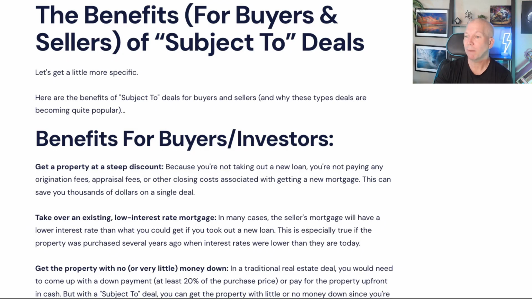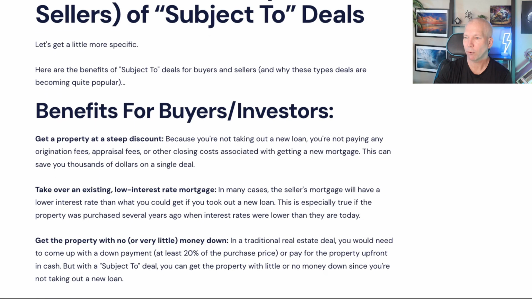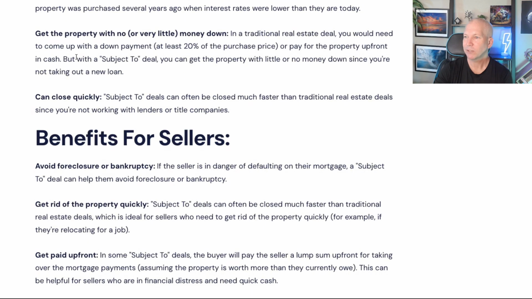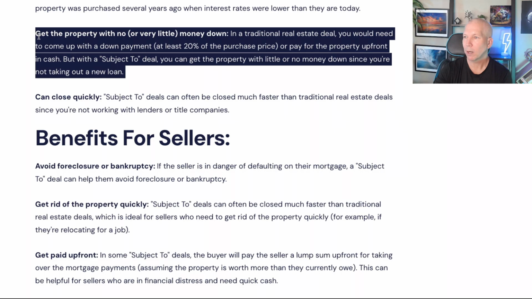You also might be able to take over low interest rate mortgages. That's a great deal about subject tos. So we talked about this in one of my previous videos as well about loan assumptions, but you're also going to want to take a look at subject to deals, because you can get into a mortgage that's at 3% if prevailing interest rates are 6%. Great way to take over a mortgage subject to. You're going to obviously be able to get that property for little or none of your own money down.